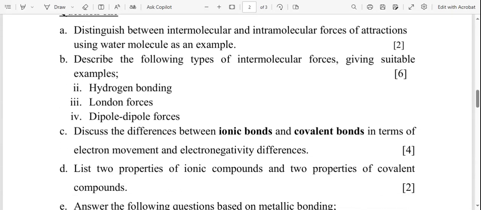So the first question that we have is: distinguish between intermolecular and intramolecular forces of attraction using water molecules as an example. All right. When you talk about intra, it has to talk about inside something, then inter has to talk about outside something, the way it is connected bumper to bumper.